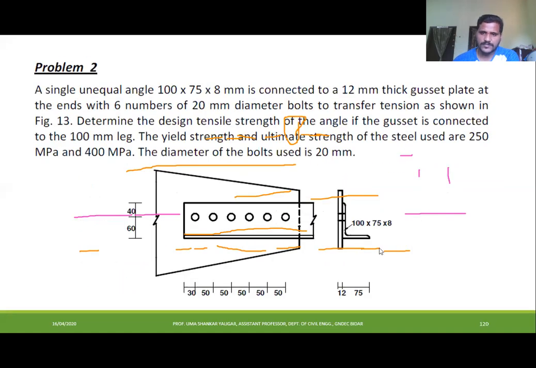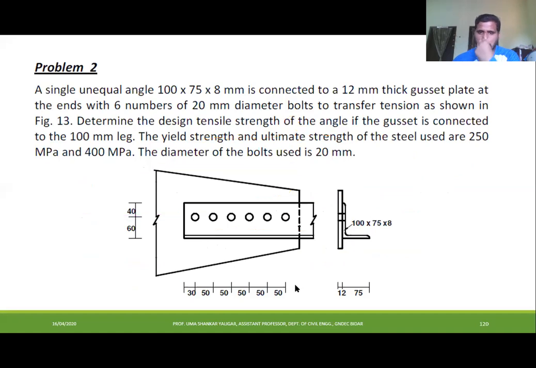Now here you can see, from here to here, this center line of this one is called W1, and how much is it here? 60. This has been given as 60.